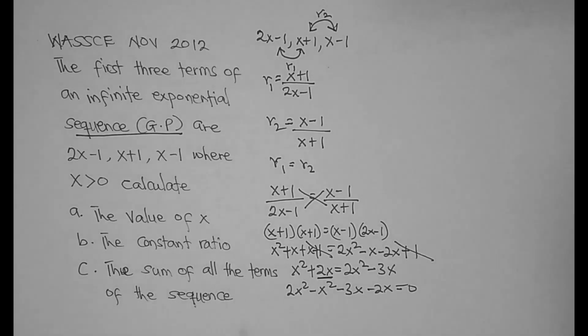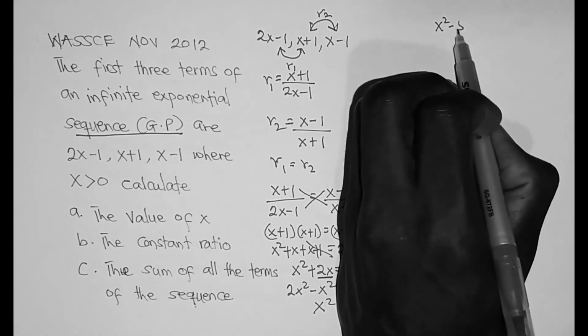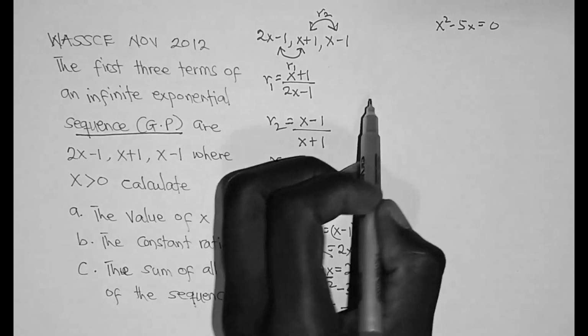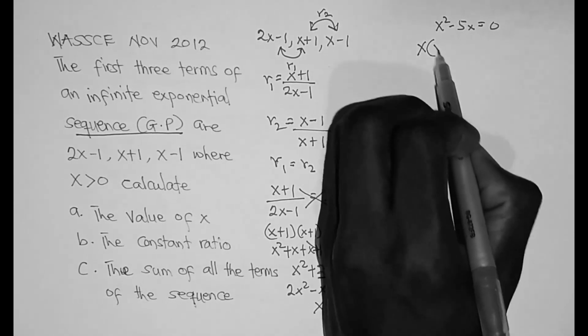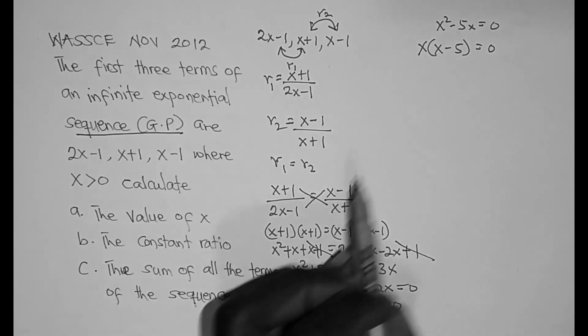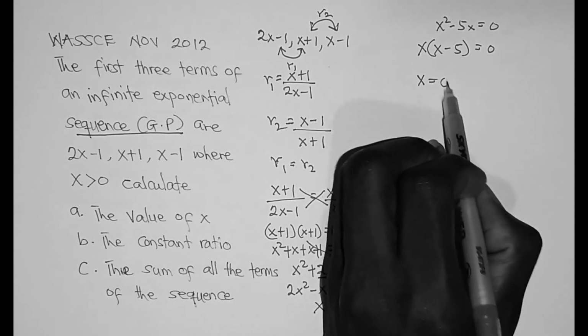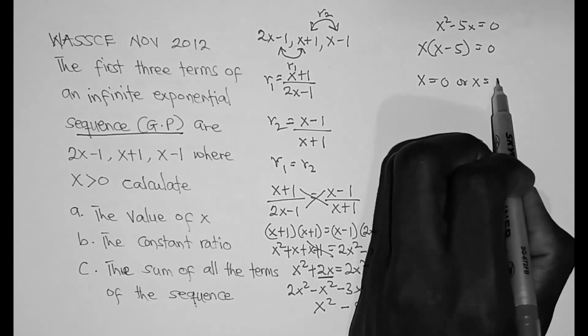So we get 2x squared minus x squared is equal to x squared. Then minus 3x minus 2x becomes minus 5x equals 0. So continuing from here, x squared minus 5x is equal to 0. So let's factorize x out. We have x(x minus 5) equals 0. And therefore, the values of x are x is equal to 0 or x is equal to 5.